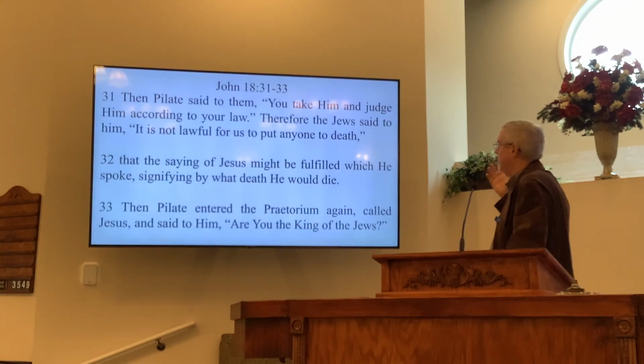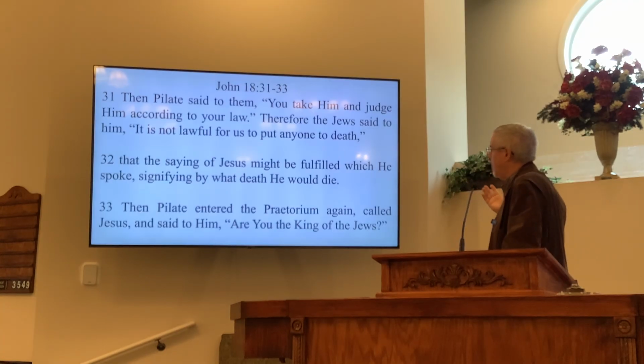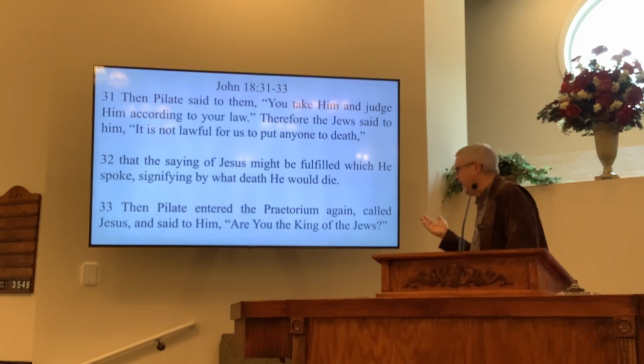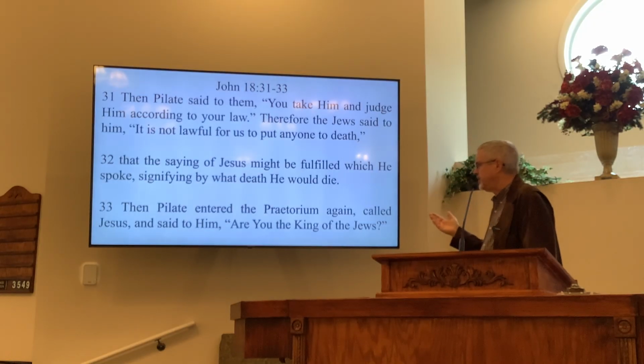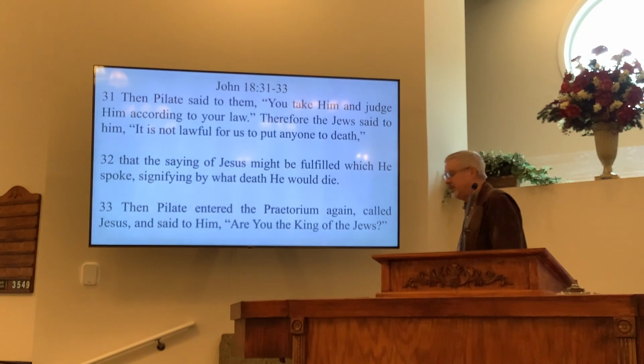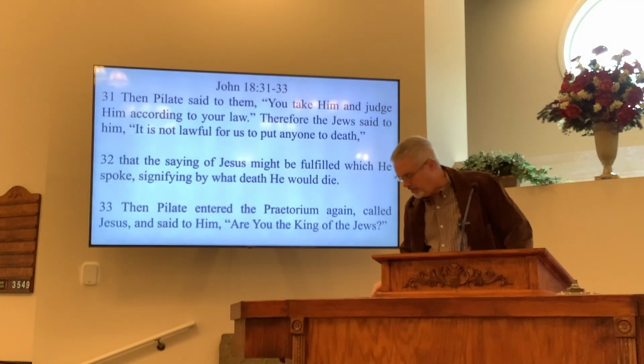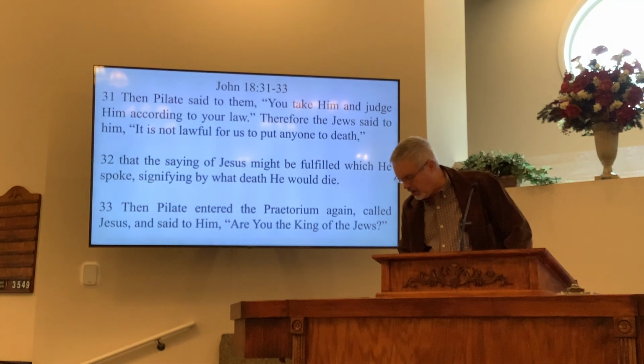Then Pilate said to them, "You take him and judge him according to your law." Therefore the Jews said to him, "It is not lawful for us to put anyone to death," that the saying of Jesus might be fulfilled, which he spoke, signifying by what death he would die. Then Pilate entered the praetorium again, called Jesus and said to him, "Are you the King of the Jews?" Now, we go from there.